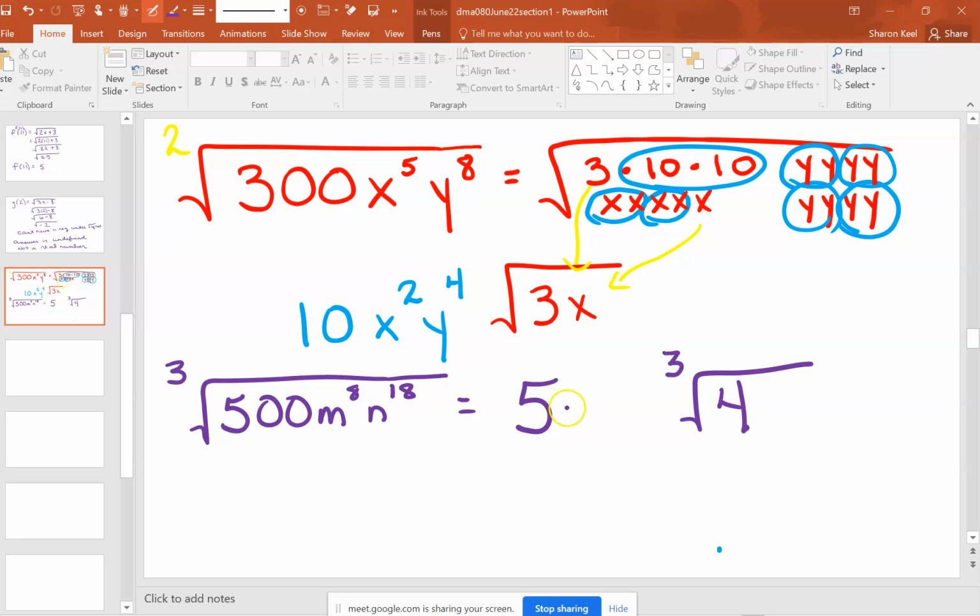Now with the m and the n, 3 goes into 8 how many times? 3 goes into 8 twice. 2 times 3 is 6. If you take 6 away from 8, you still have 2 more left. That's still less than 3, so there's still an m squared left under the radical. For the n, 3 goes into 18 evenly 6 times. 6 times 3 is 18. So that would be your solution for this.